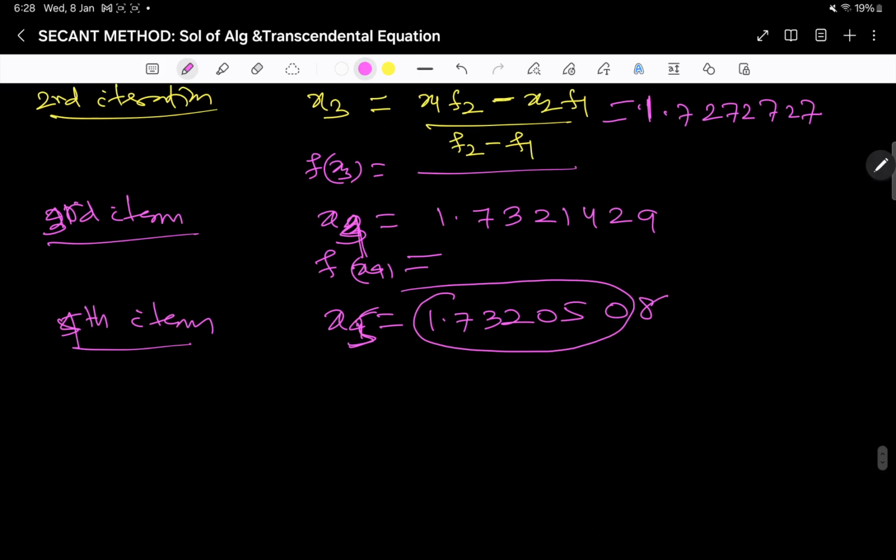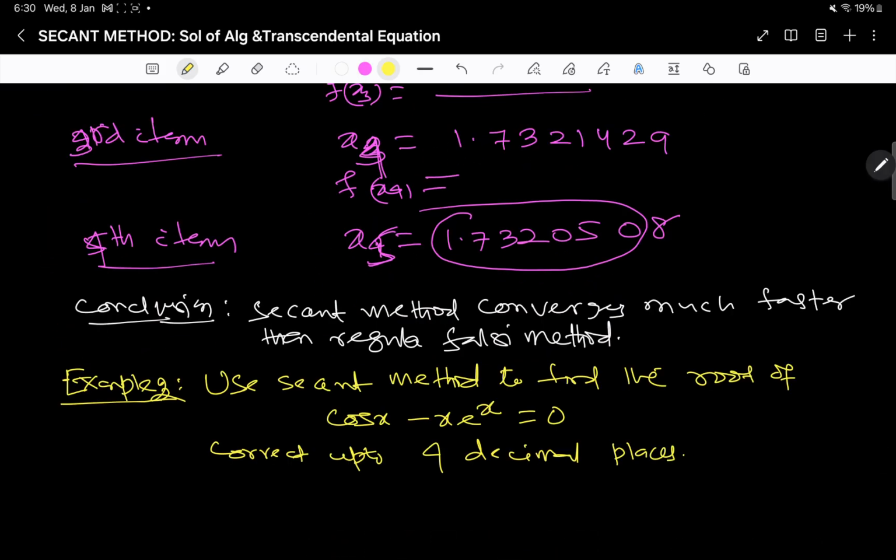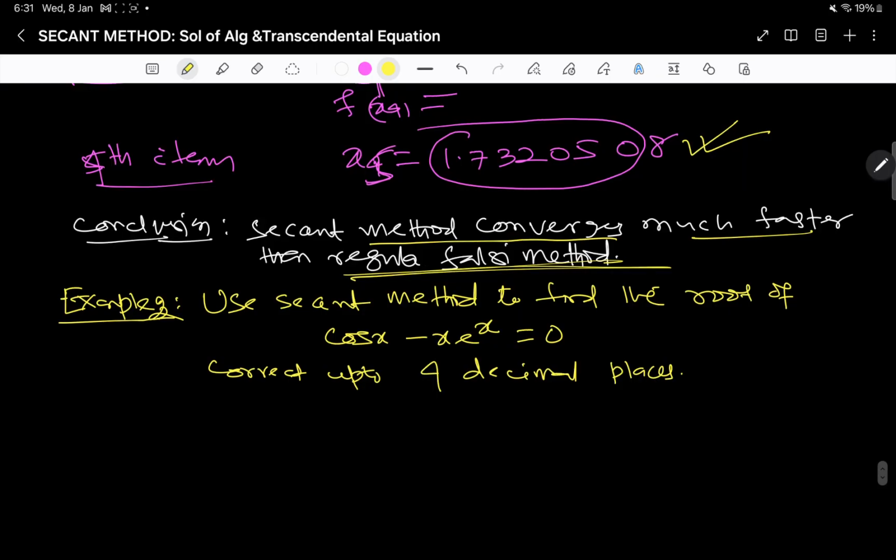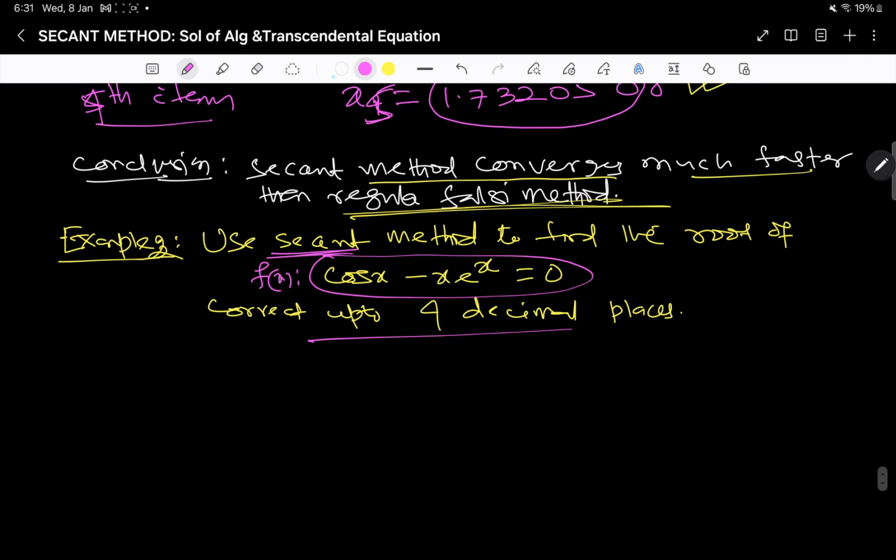Therefore, based on both the methods, we conclude that the secant method is much faster than the regula falsi method, because at the fourth iteration we are getting the result here, but in the regula falsi method in the seventh iteration we are getting the result. Now coming to one more example, you are given f of x is equal to cos x minus x e to the power x. Use the secant method to solve it correct up to 4 decimal places.